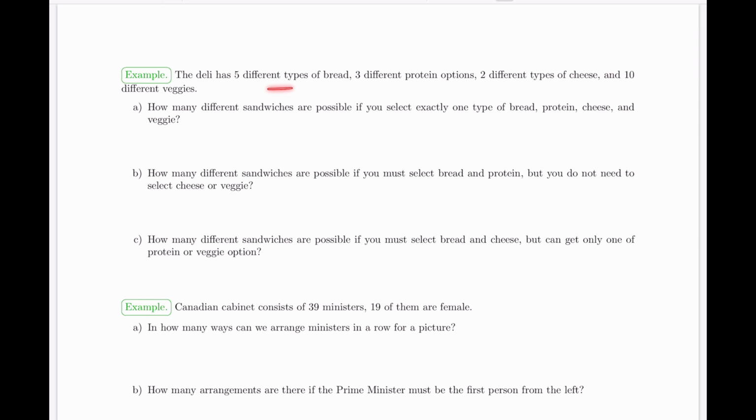The deli has 5 different types of bread, 3 different protein options, 2 different types of cheese, and 10 different veggies. How many different sandwiches are possible if you select exactly one type of bread, protein, cheese, and a veggie? So exactly one type of each. So you're gonna have to pick a bread. So let's create a sandwich. I have to pick a bread, I have to pick a protein, I have to pick a cheese, and I have to pick a veggie. And for each one, I have a certain number of options.